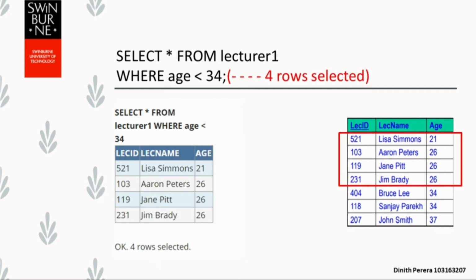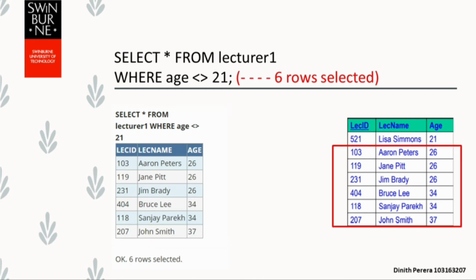And the next query is select all from the lecturer1 table where age is less than 34. So as you can see, 4 rows have been selected where the age is less than 34. So Lisa, Aaron, Jane and Jim will be selected from this. Moving on to the next example, the query is select all from lecturer1 where the age is not equal to 21. So you can see that except Lisa Simons, everyone's age is different than 21. So 6 rows will be selected except Lisa.